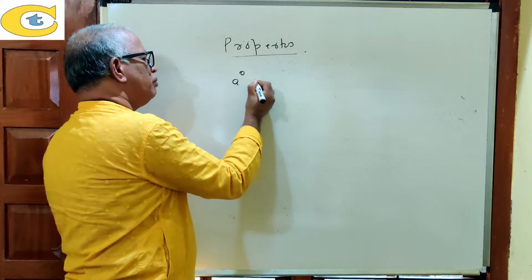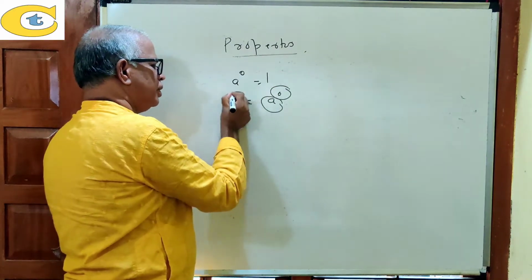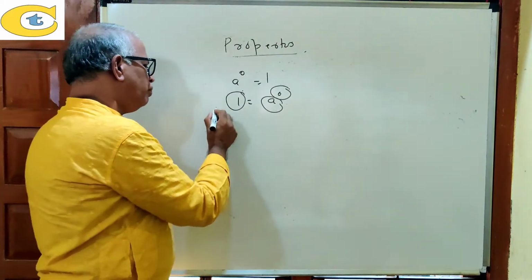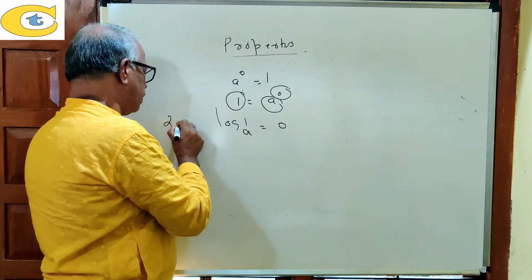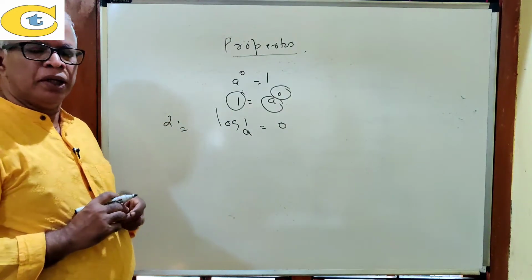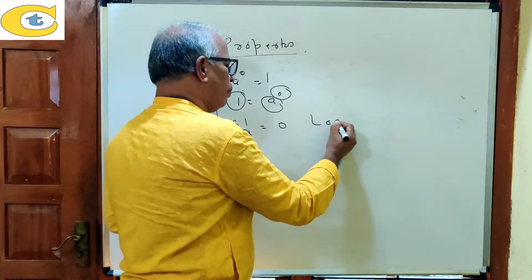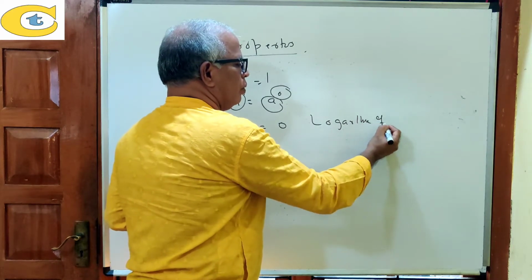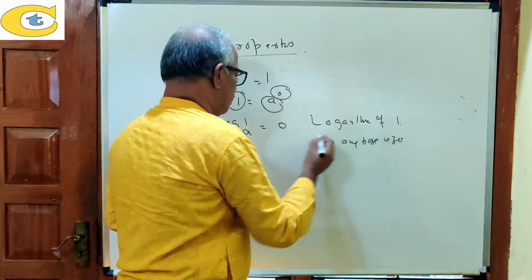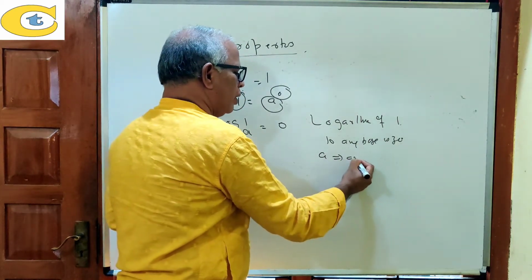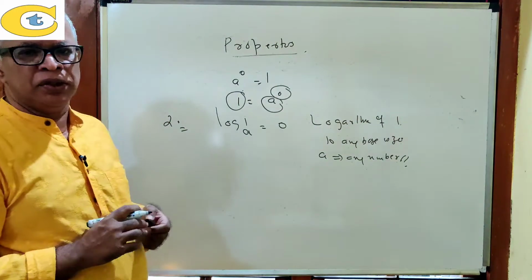The second property: we know how we define 0. A raised to 0 is equal to 1, that is, 1 is equal to a raised to 0, where a is the base, 0 is the power or index, and 1 is the number. Logarithm of 1 to the base a is equal to 0. So logarithm of 1 to any base is 0. Remember it. This is the second property.